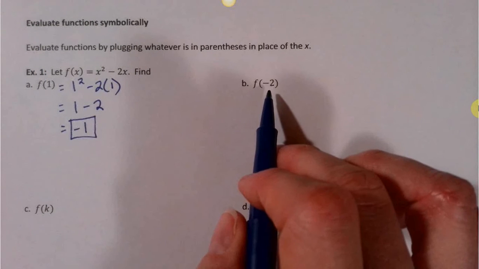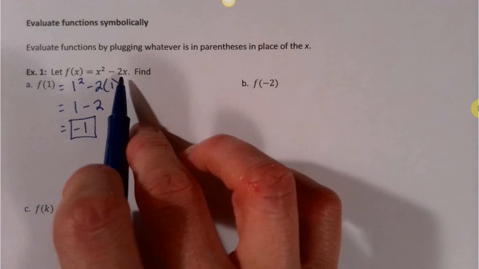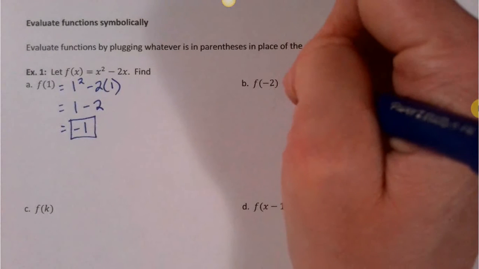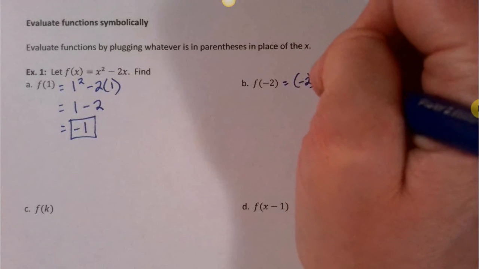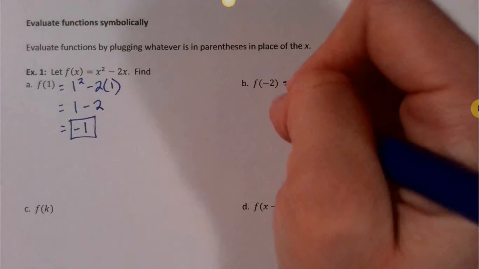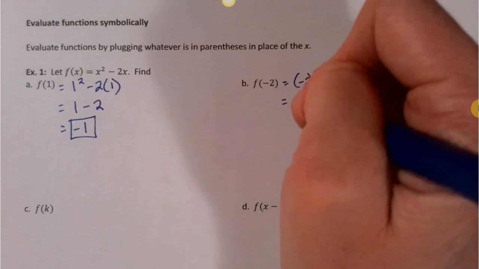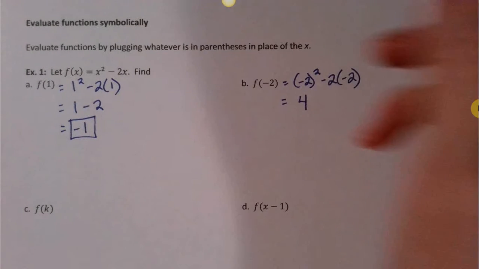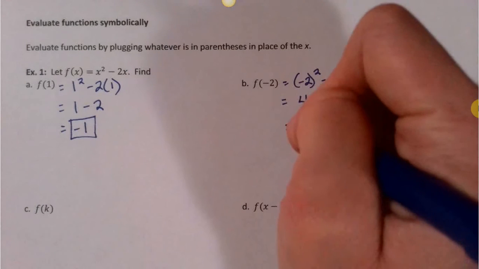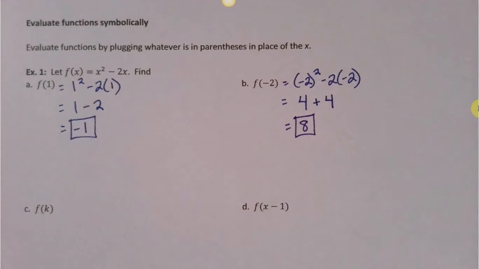F of negative 2, so everywhere we see an x in this function, we're going to replace it with a negative 2. So that would look like negative 2 squared minus 2 times negative 2, which negative 2 times negative 2 is positive 4, and another negative 2 times negative 2 is another positive 4, and then 4 plus 4 equals 8.